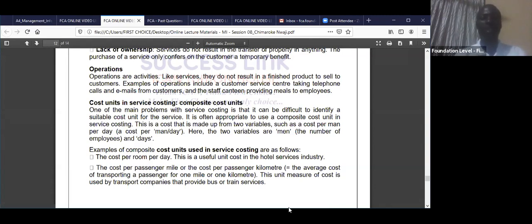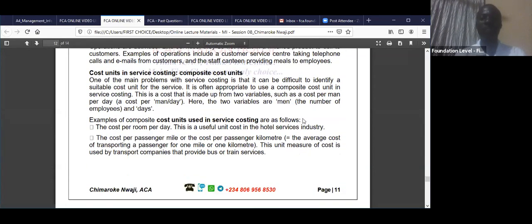So now look at an example of composite cost here. Cost units used in service costing are as follows. Now we have the cost per room per day. This is one example of the composite cost. So this is a useful unit cost in the hotel service. Now we have another one here, the cost per passenger mile or cost per passenger kilometer. So the average cost of taking a passenger to a particular kilometer.